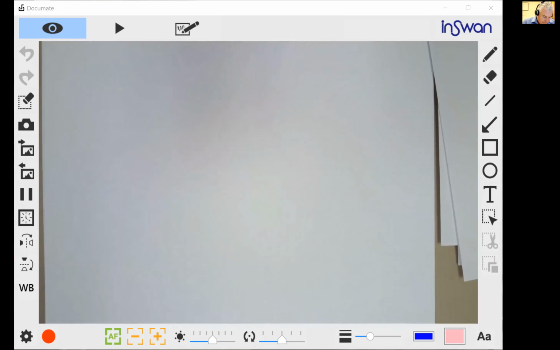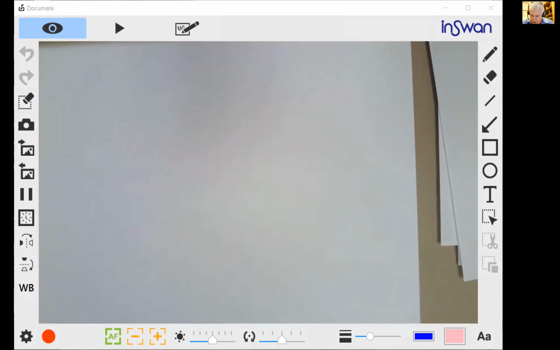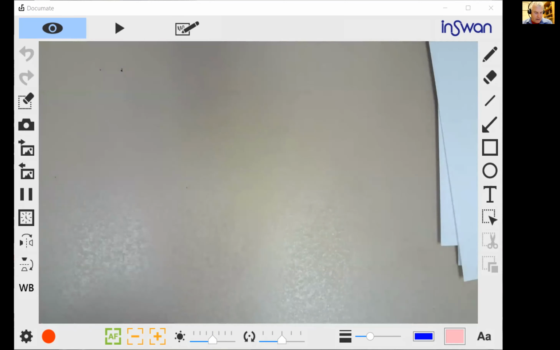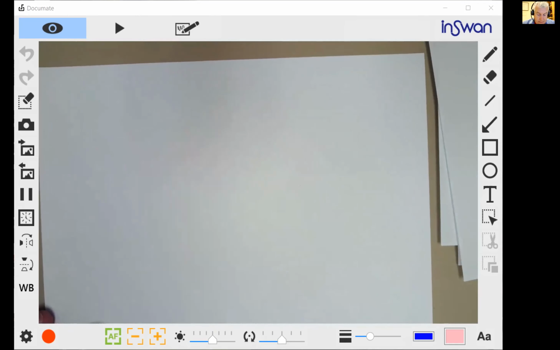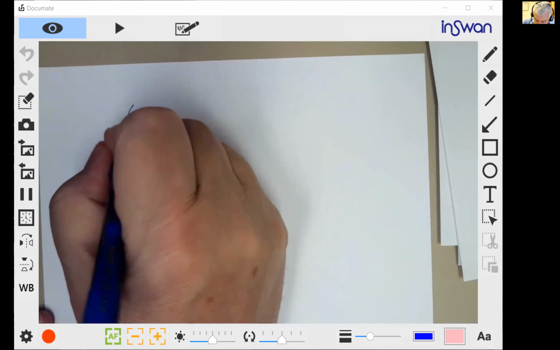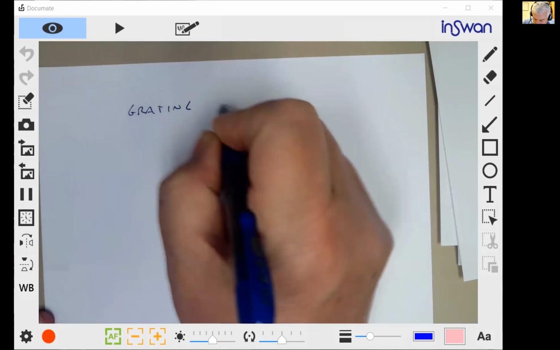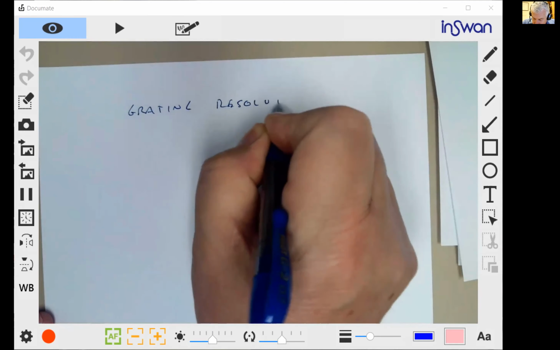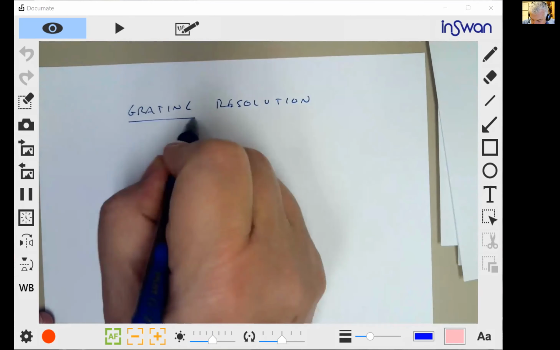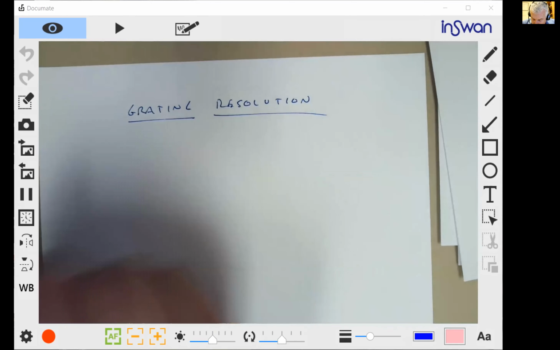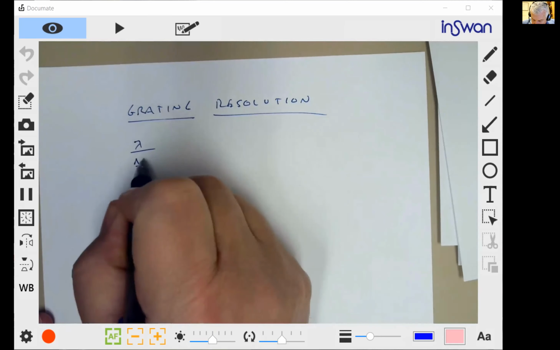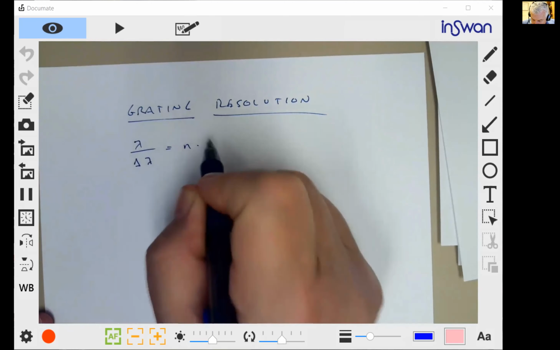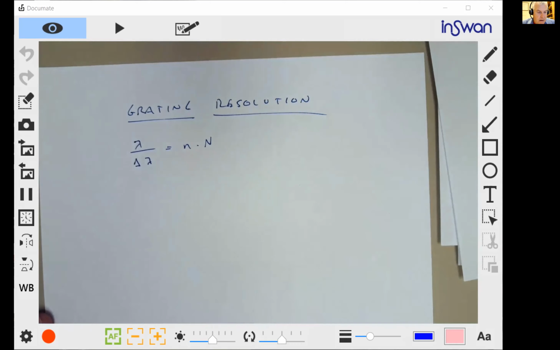Okie doke. So the next question here that I want to do for you is one about grating resolution. Okay, and what this says is that lambda over delta lambda is equal to little n times big N, right?